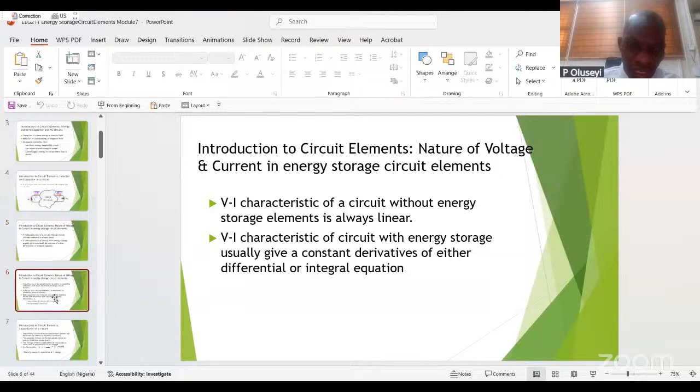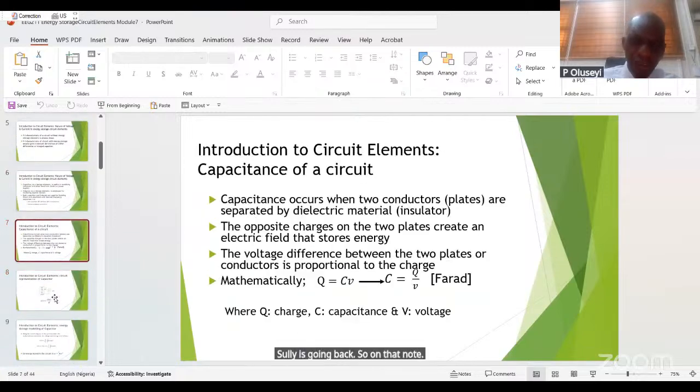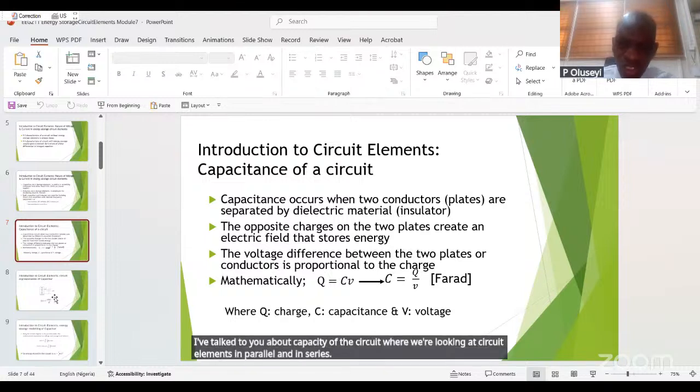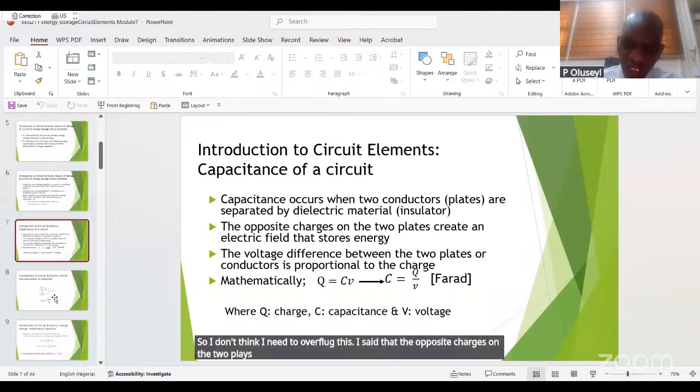Oh, sorry, it's going back. So on that note, you have the capacitance of a circuit. I've taught you about the capacitance of a circuit when we were looking at circuit elements in parallel and in series. So I don't think I need to overflog this. I said that the opposite charges on the two plates create an electric field that is stored as energy between the two plates.